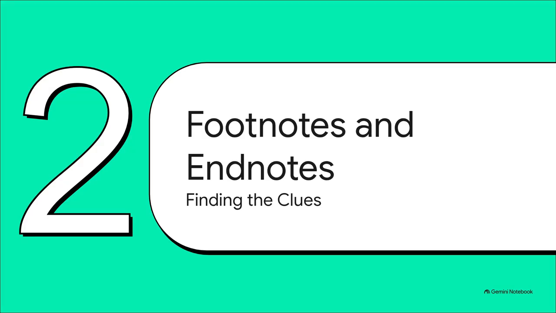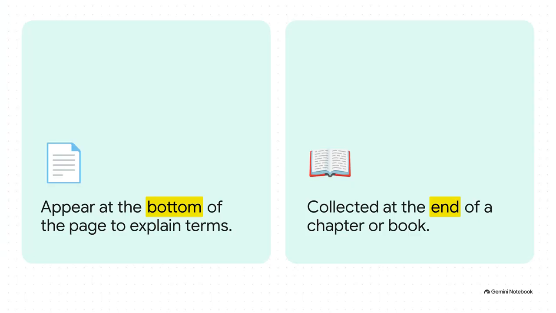Moving right along to Section 2, Footnotes and Endnotes. Now, the difference between these two is honestly so simple, but people mix them up all the time. Think of a footnote as a helpful little bonus fact that pops up right away. Footnotes appear at the bottom, or literally the foot, of the exact page you're reading. They explain terms or cite sources right there on the spot. Endnotes do the exact same job, but instead of hanging out at the bottom of the page, they wait for you at the finish line. They're collected all together at the end of a chapter or the end of the book. Both of them are great because they guide you to more info if you really want to dig deeper.